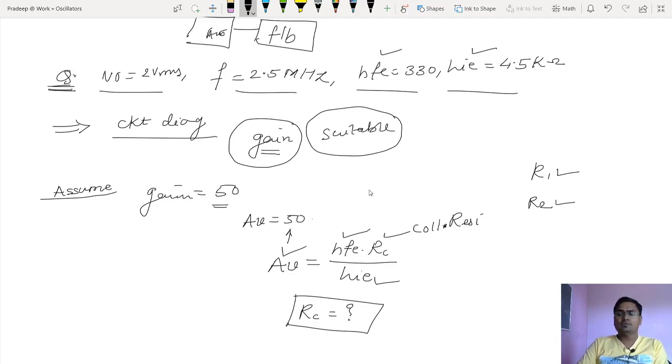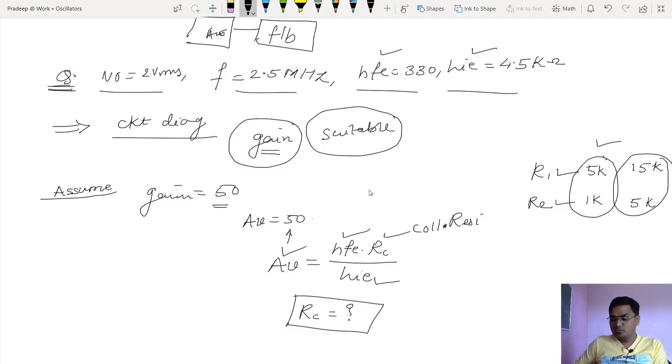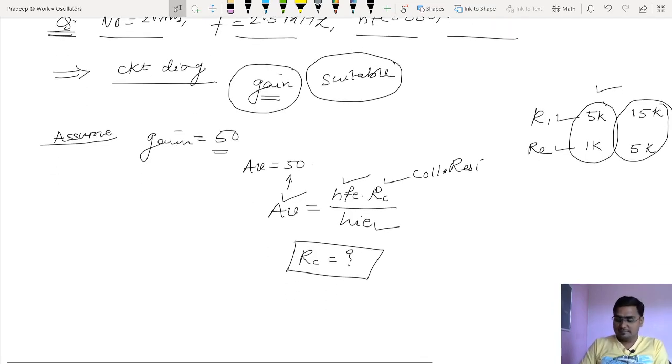Then no matter whether your value of R1 is 5k and value of R2 is 1k, yes, I'll say this is okay and I will give marks to that. Even if you calculate the value of R1 equals 15k and the value of R2 equals 5k, then also this is okay for me. Look at the proportion. I need suitable values, not the exact values. So see, as we started with this kind of procedure, then we can calculate the value of RC.